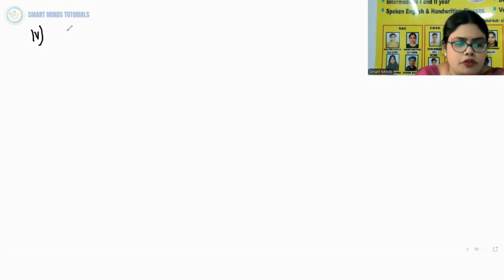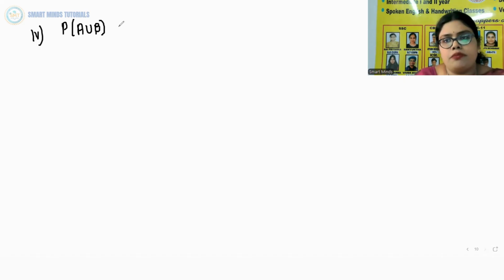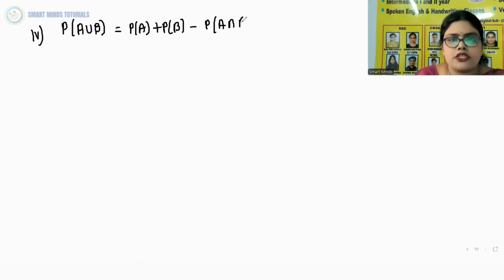Now we need to do the fourth bit. Fourth bit is P of A union B. Now see, look at the question. You have P of A intersection B, P of A, P of B. So we can easily find P of A union B using addition theorem of probability. What is addition theorem of probability? P of A union B is equal to P of A plus P of B minus P of A intersection B. But we know P of A and P of B. So let us write P of A intersection B as P of A into P of B.